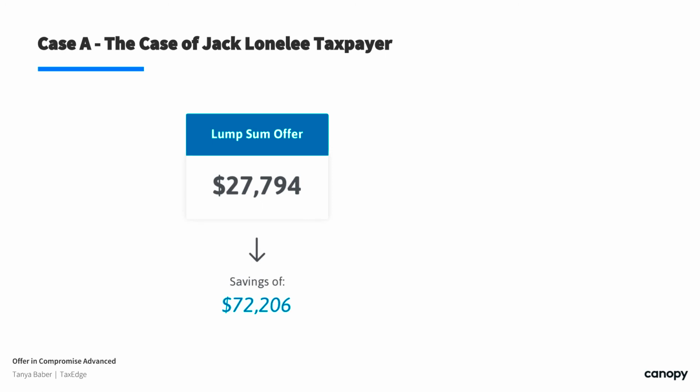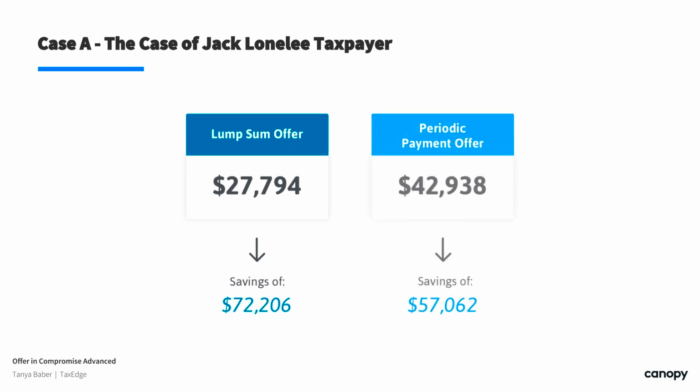And as we look at the reason I didn't really use the periodic payment offers, because of that leftover income multiplied by 12, you can see how much of a jump it would make into our offer. The periodic payment offer, if we stretched it out over 24 months, would be $42,938. And that would be a savings of $57,062. So for the purposes of my examples, I'm going to presume that he's going to be able to somehow come up with that $4,400 a month and that we would be doing a lump sum offer.